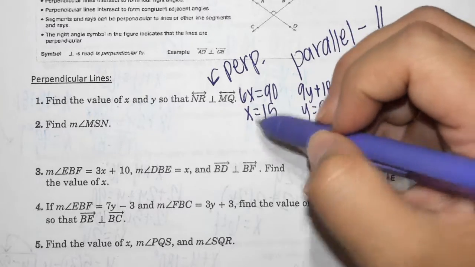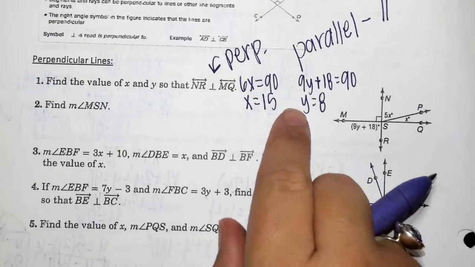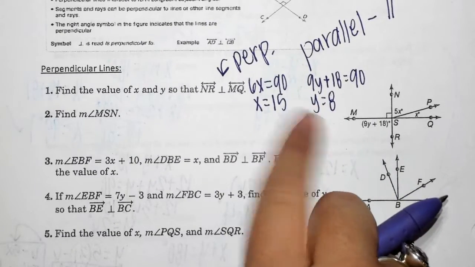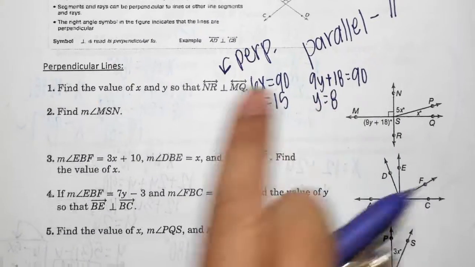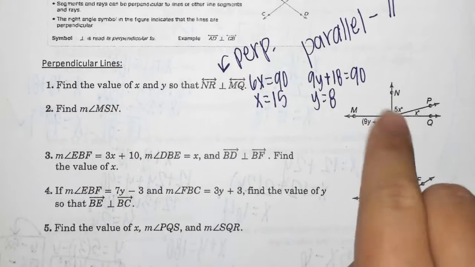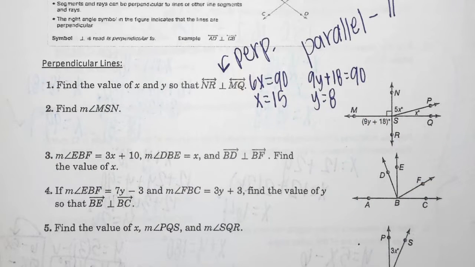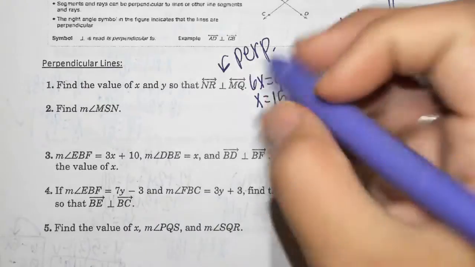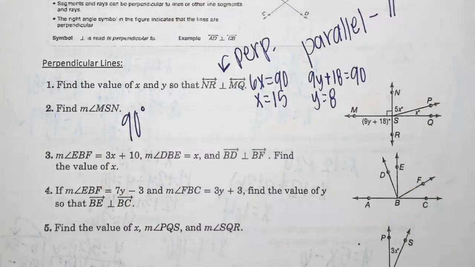Now, be careful and read your instructions. We didn't have to find any angle. We just had to find x and y. Okay, 2. What's the measure of angle MSN? 90. Yep. No work. 90. So like on the test, it's just like right now. Yeah.